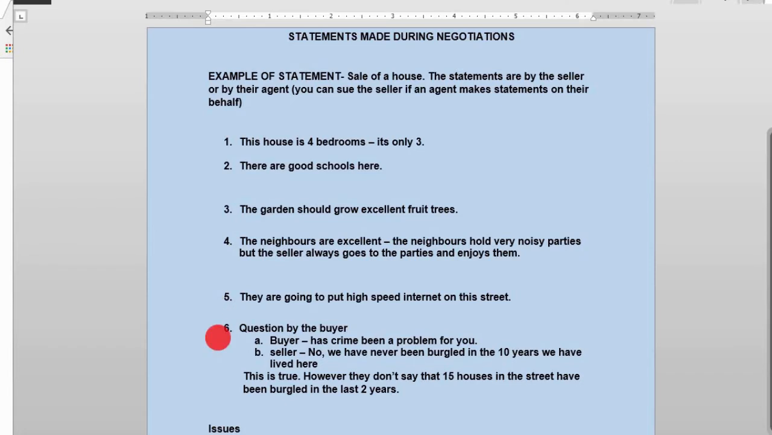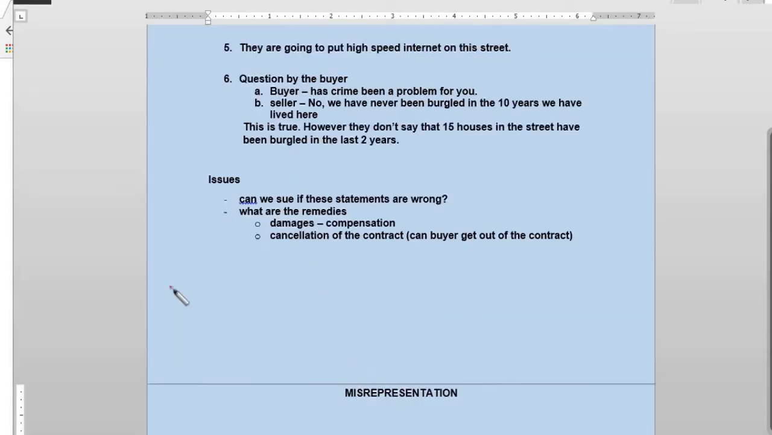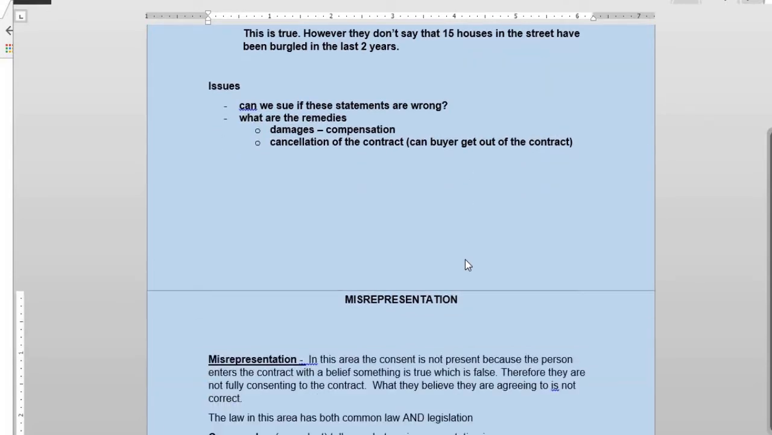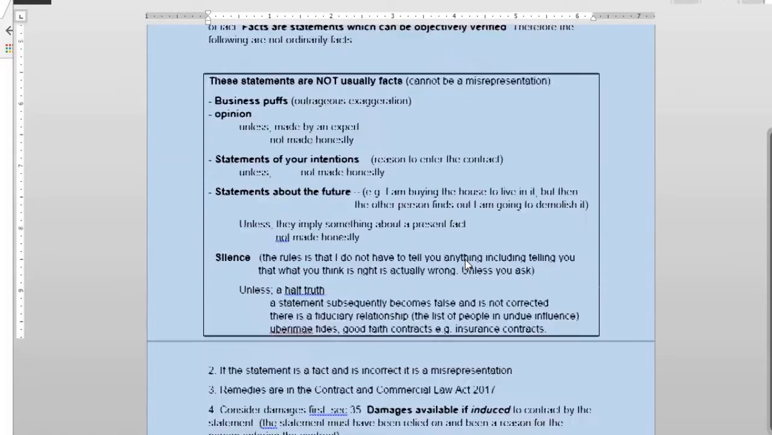This half-truth, a crime being a problem for you, no, but omitting the truth that there's 15 houses burgled, that would have a substantial effect on the value. So the damages could be significant and the cancellation would also be available so the person could get out of the contract. Now that's pretty much as far as we go with misrepresentation.